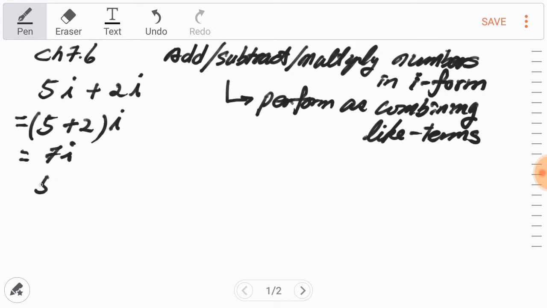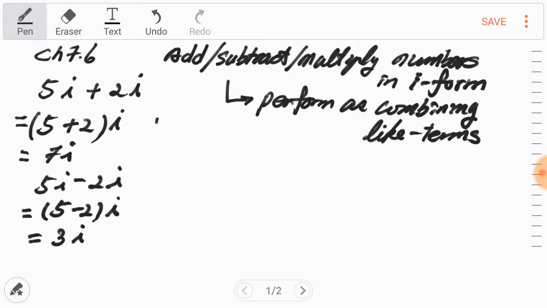How about subtraction? 5i minus 2i. Perform it just like you are combining like terms. 5 minus 2, followed by i, is 3i.